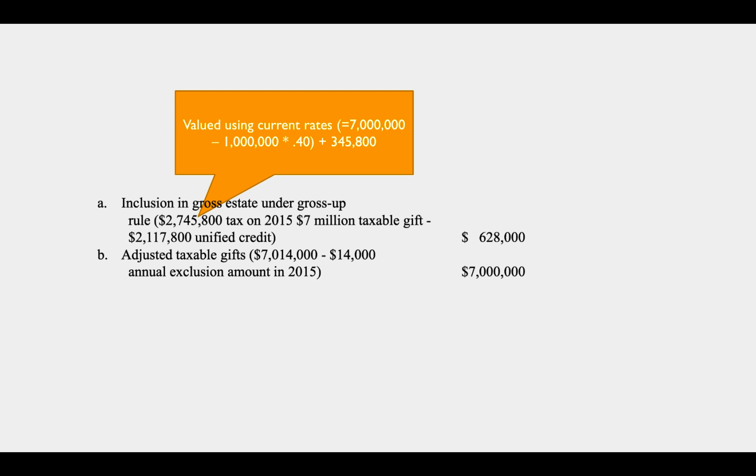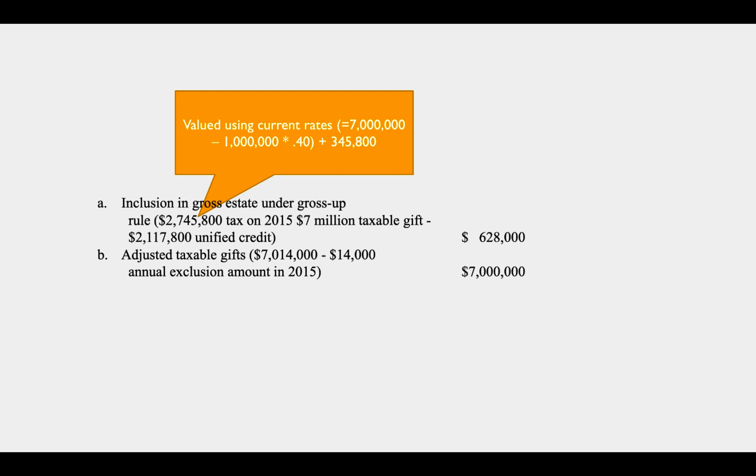We do this as follows. So we have $2,745,800 of gift tax on the 2015 $7 million gift. I value that using the current rates. And if you turn to that rate schedule now, you'll see that we value a gift over $1 million as follows. We take the value of the gift minus any amount over $1 million and multiply that by 40%.